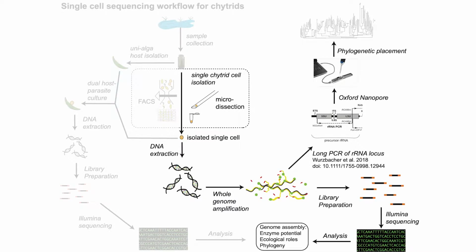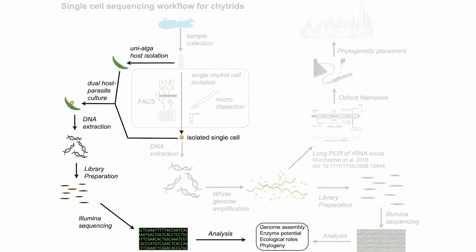We will first discuss how you can isolate single chytrid cells from a water sample using a capillary mouth pipette, followed by ribosomal DNA and whole genome sequencing. Another common single-cell isolation method not discussed in this video is fluorescence-activated cell sorting. Following that, we will discuss how you can establish a dual host parasite culture and a method for sequencing the community.